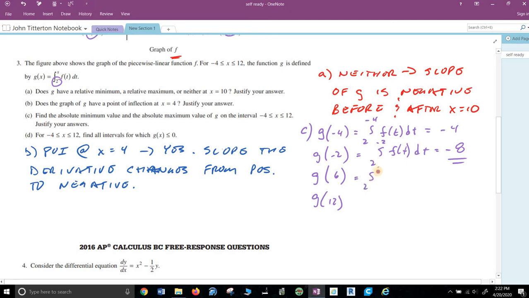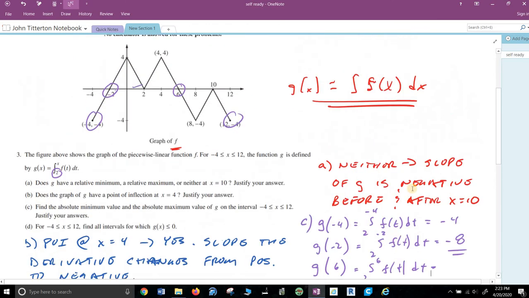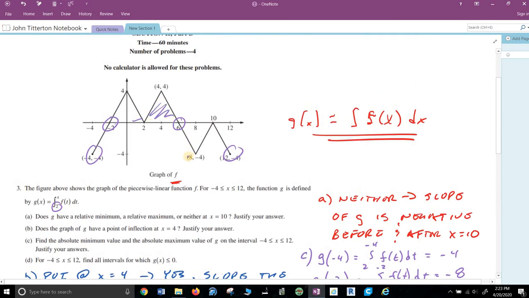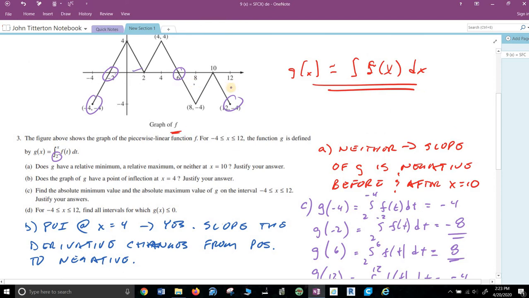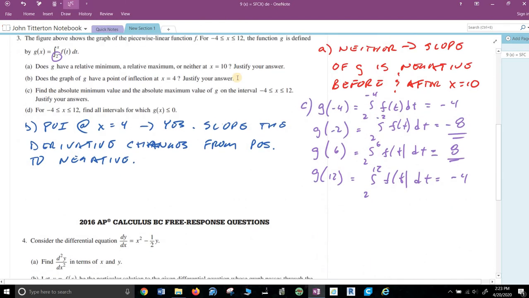This is from 2 to 6, f of t dt. Now we're heading to the right, so this is all positive, and that's it. There's no negative. So that, if you do the math, 1/2 base times height is 8. And then from 2 to 12, f of t dt equals -4, because everything that comes later is negative below the x-axis. So -8 is your absolute min, and I would write this out again.